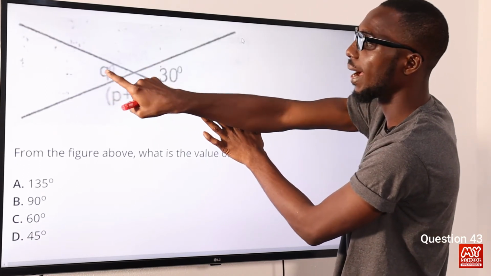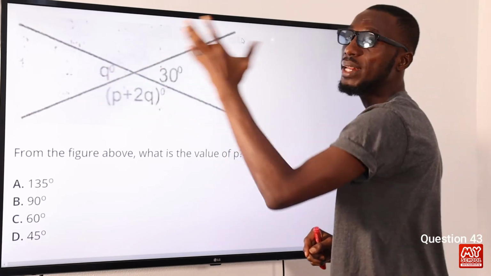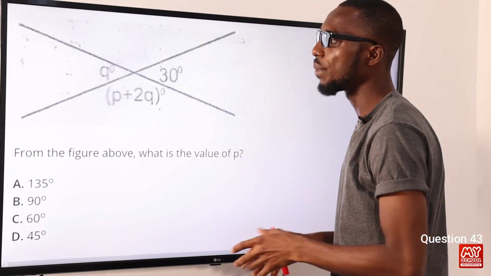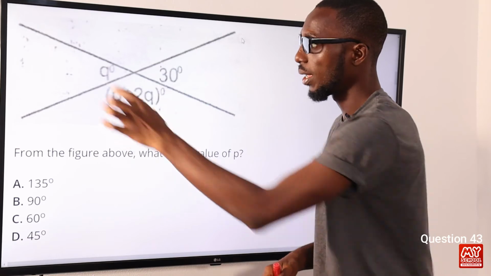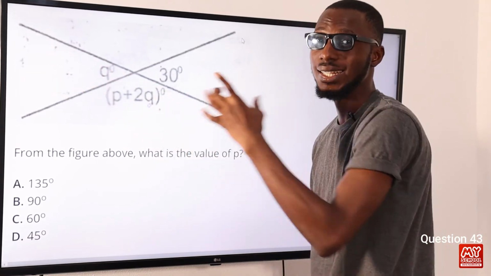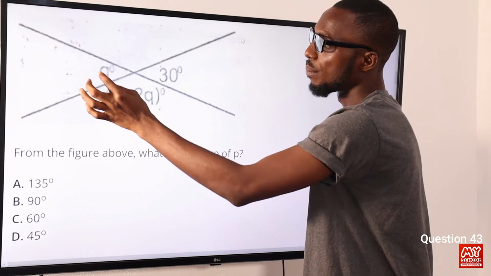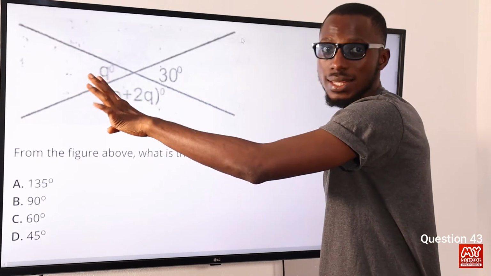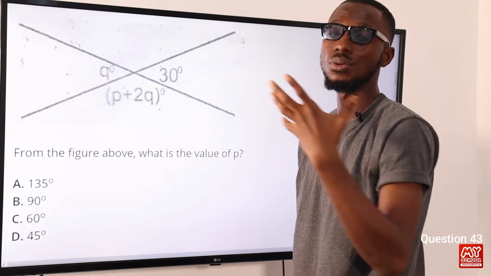We already have here as 30. So we can determine our Q as 30. So that will be 30 for this line. This is 30 already. So 2 times 30, that is 60. So 60 plus 30, that is 90, right? 90 plus P equals 180.